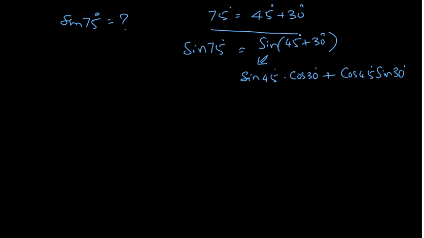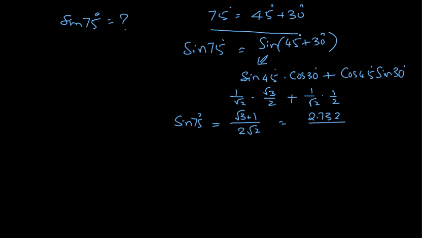So using this formula, we have 1 over root 2 multiplied by cos 30, which is root 3 over 2, plus cos 45, which is 1 over root 2, times sine 30, which is 1 by 2. That will be root 3 plus 1 divided by 2 root 2. The previous one was root 3 minus 1; this is root 3 plus 1. So you get 2.732 divided by 2.828. When you simplify, you get the answer.